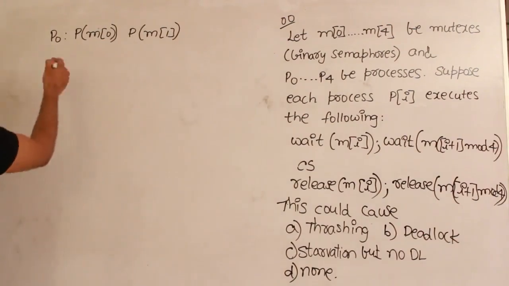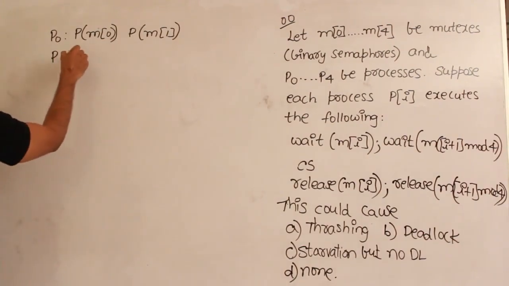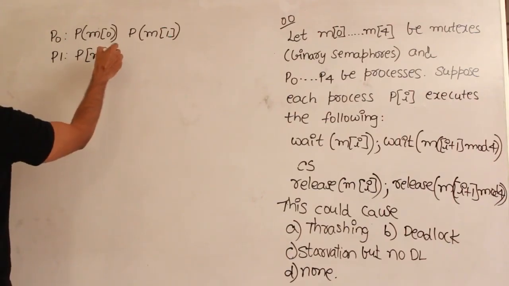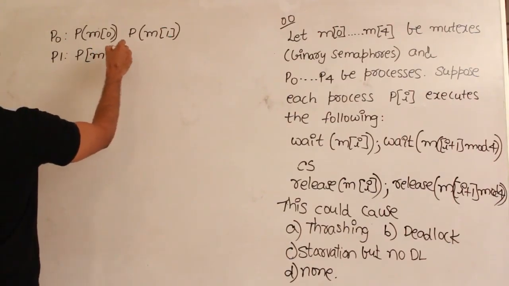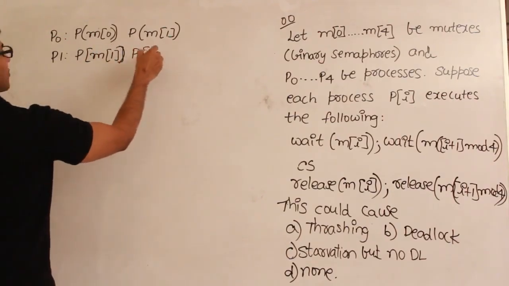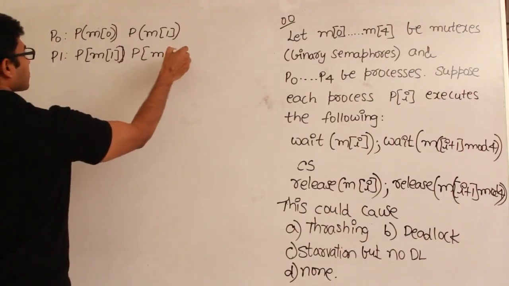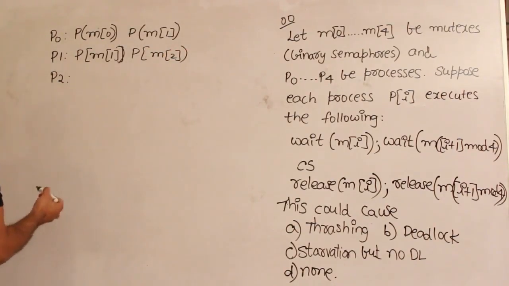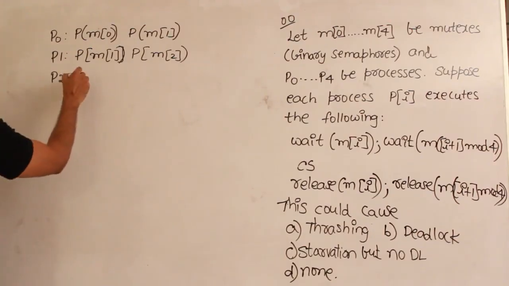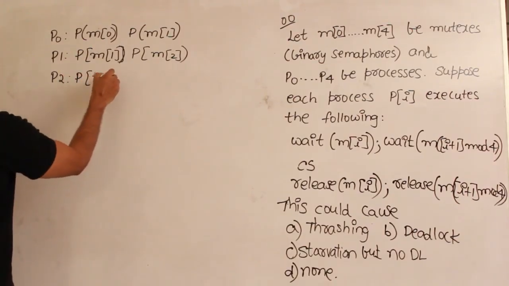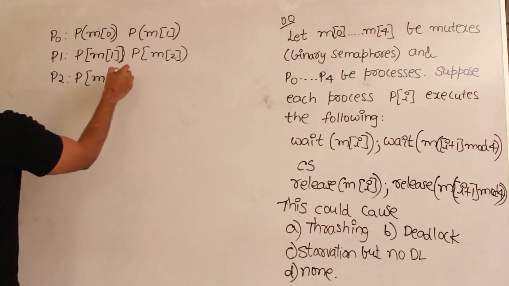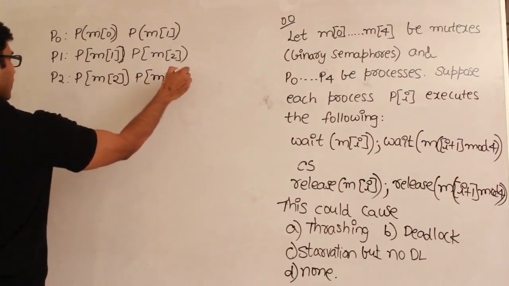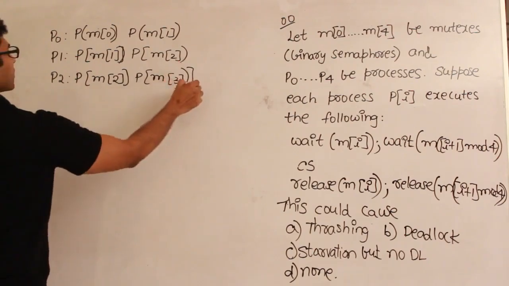And similarly P1 wants to perform a down operation on M1 and then a down operation on M2. And then P2 wants to perform a down operation on M2, and then a down operation on M3. Are you understanding it? Okay, it is going to take like this.